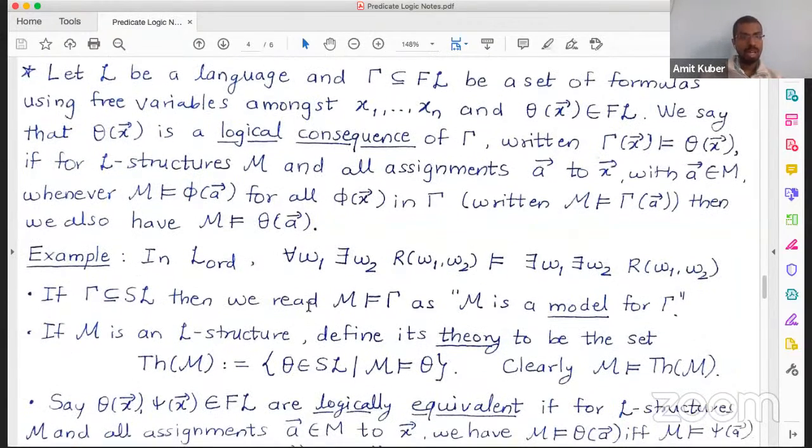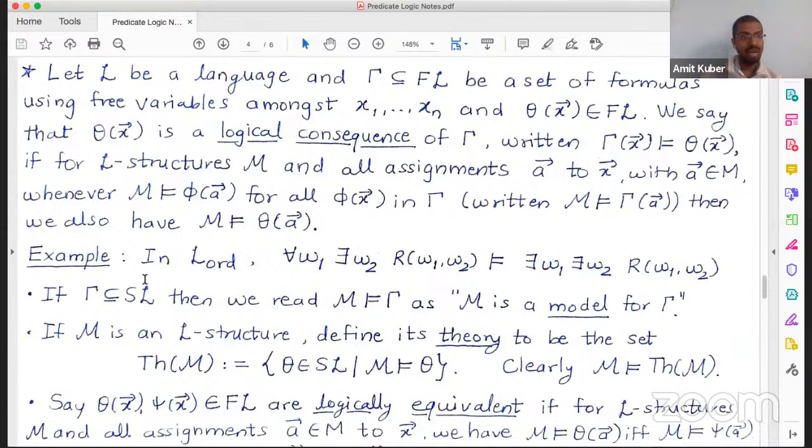Okay, now comes the first definition of today's talk. We say that if gamma is a subset of SL instead of FL, then M is a model of gamma if each formula in gamma is satisfied in M.